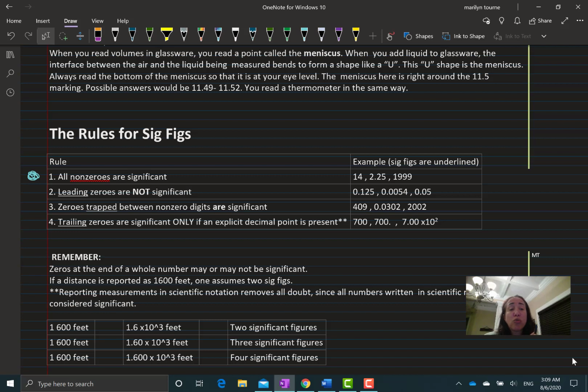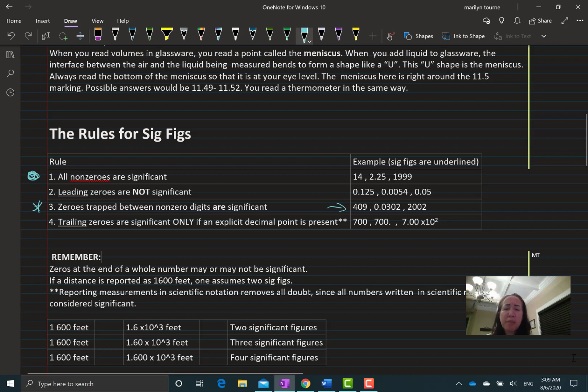Okay, let's go to rule number 3 before we go to 2, because I think 3 is a little bit easier. Rule 3 says zeros trapped between non-zero digits are significant, right? So look at the examples they give you here. 409. Obviously that 0 between the 4 and the 9 is trapped, right? So I call that sandwiched. It's sandwiched in between the 4 and the 9. Therefore, there's no way that that 0 cannot be significant. It has to be significant. So when I count the total number of sig figs in that number, I would have 3, the 4, the 0, and the 9. And that sort of makes sense, right?